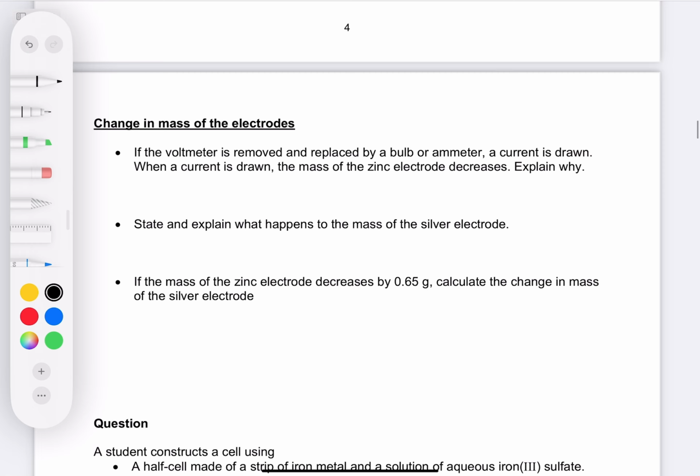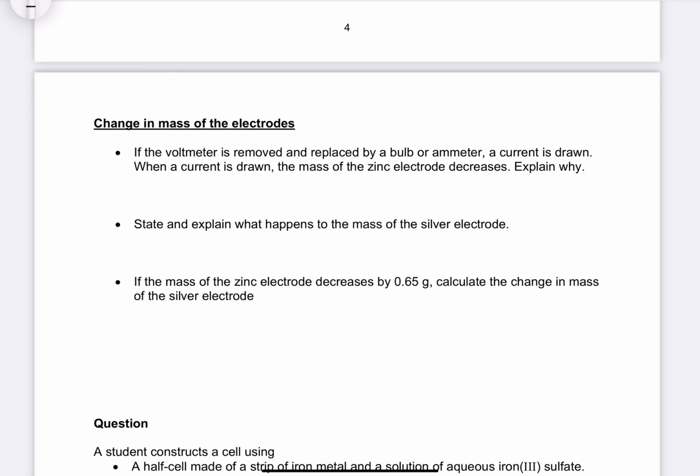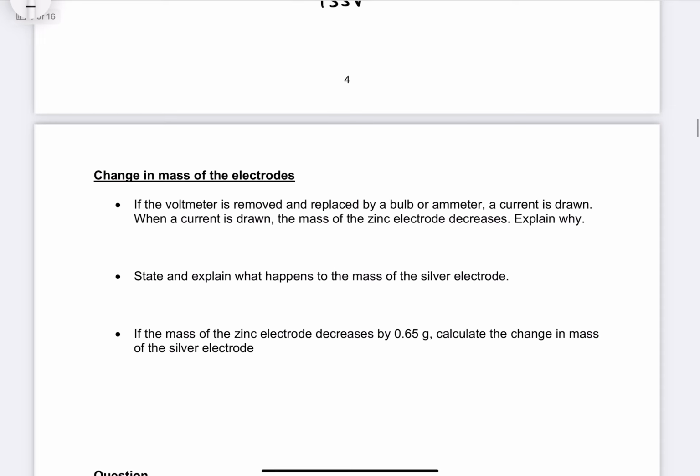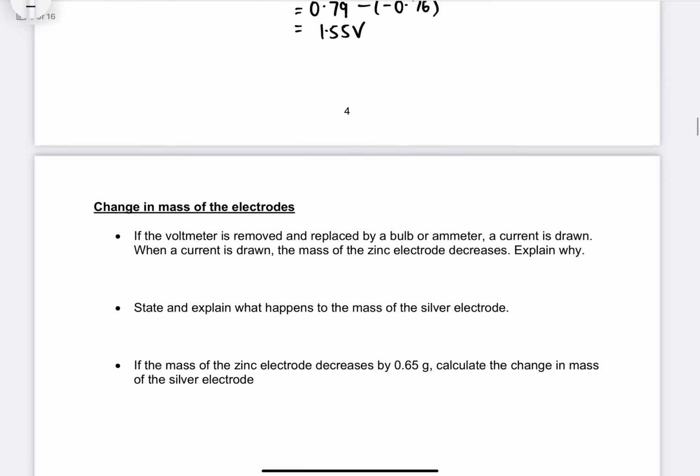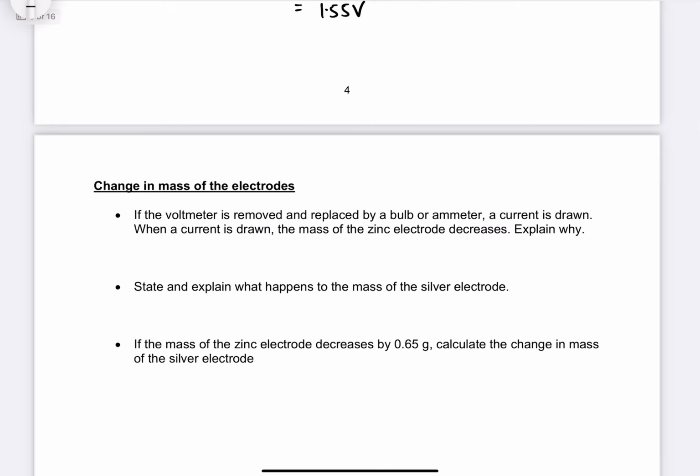So what else might they ask you? Well, if you were to remove the high resistance voltmeter and replace it by a bulb or an ammeter or just a wire, then current will flow through the circuit. And when that happens, the reactions will occur and the zinc electrode will start to decrease in mass. And that is because if you look at the equation, zinc is being oxidized to Zn2+. So it's disappearing.